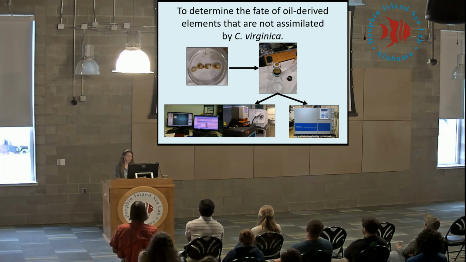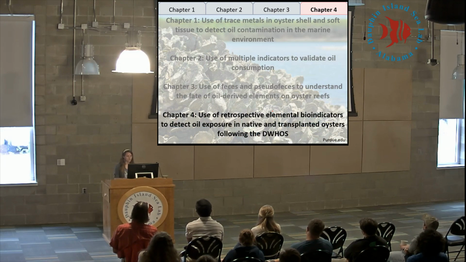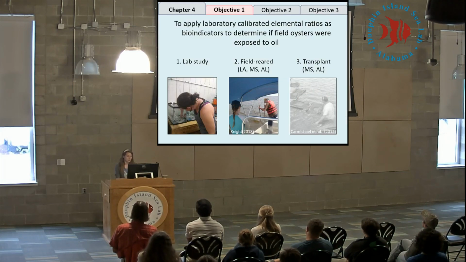For Chapter 3, I will use feces and pseudofeces to trace the path of oil that is not assimilated by the oysters. Oysters were placed in petri dishes and allowed to clear their gut. I then collected the feces and vacuum filtered them onto a glass fiber filter and analyzed them for trace metals and stable isotopes as previously discussed. Pseudofeces was collected opportunistically and similarly vacuum filtered onto a filter and analyzed for trace metals and stable isotopes.